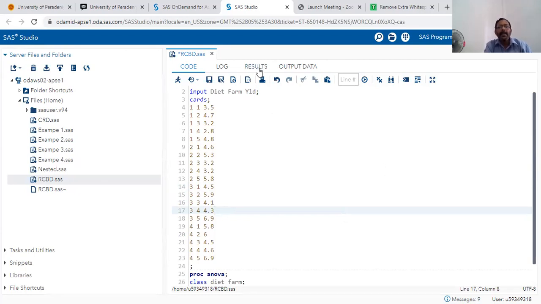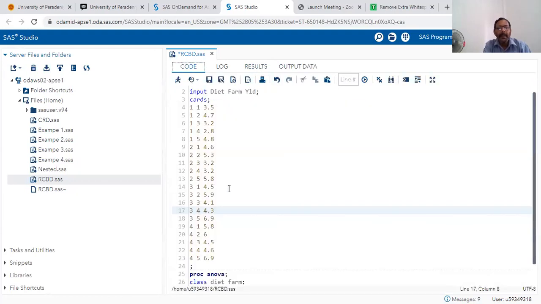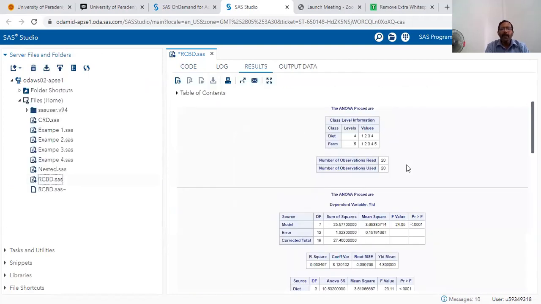What was the mean? 4.3, 5.56. I'm just playing. Don't worry. 5 and 4.8. I'm running again. Don't worry. I have changed only these 2 data just to show you a different output.